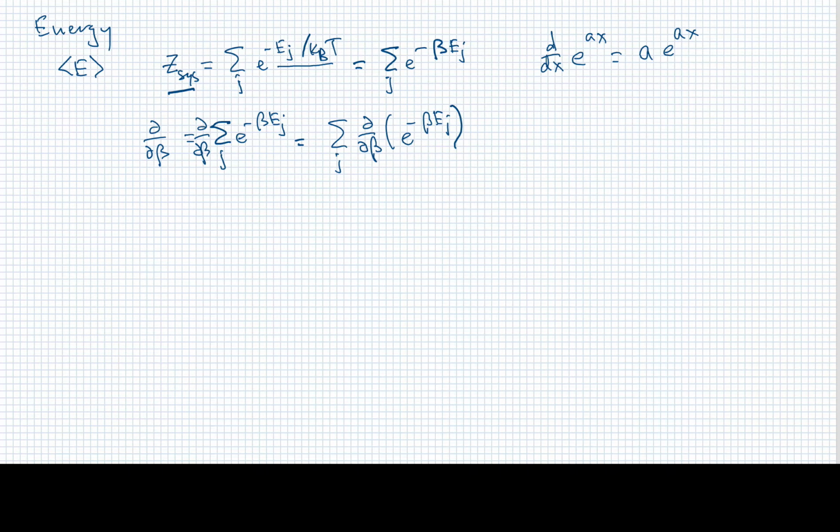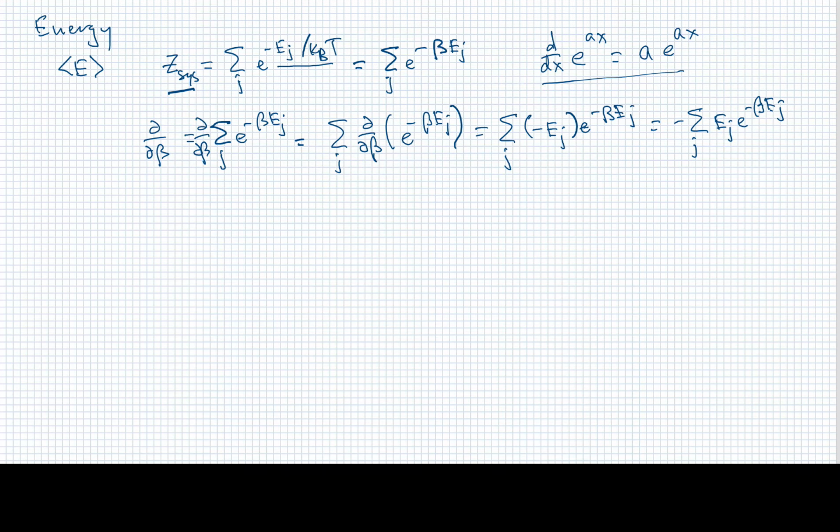And now from this formula up here, I can write this as the sum over j of the derivative of this, which is going to give me a factor of minus Ej times e to the minus beta Ej. Okay, I'll bring the minus sign in up front, so it'd be minus the sum of Ej times e to the minus beta Ej.